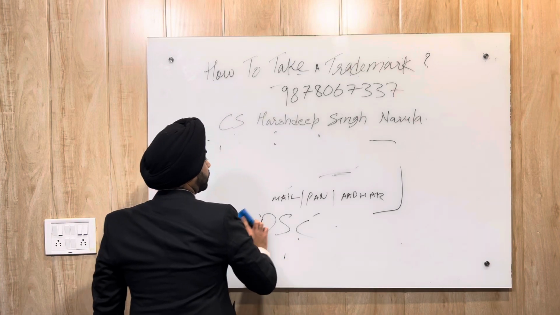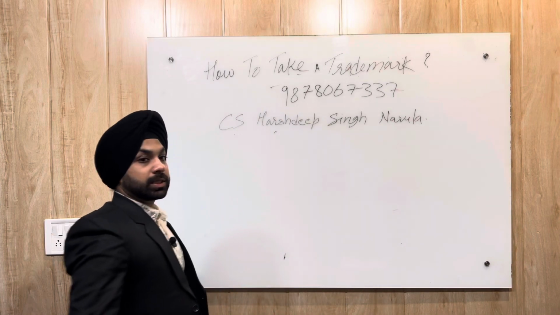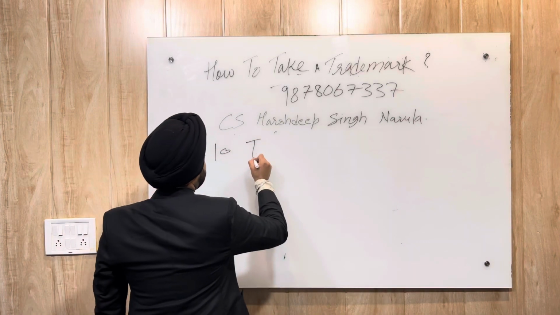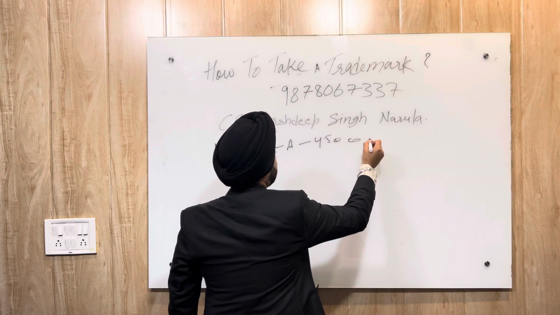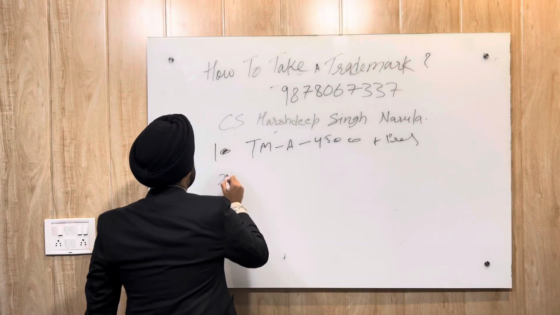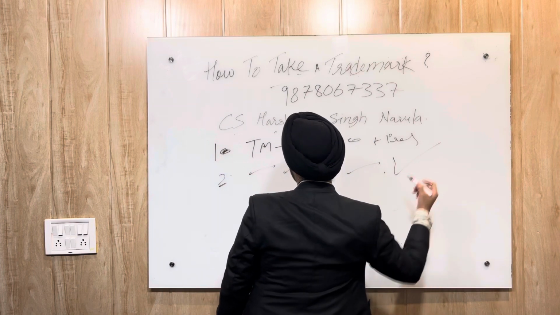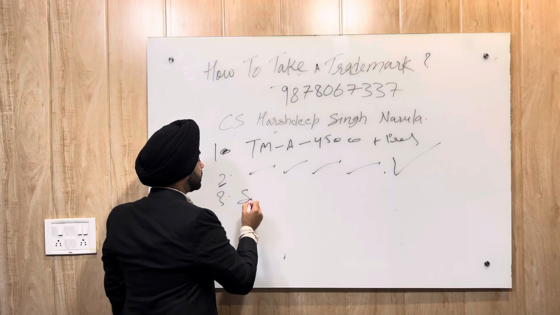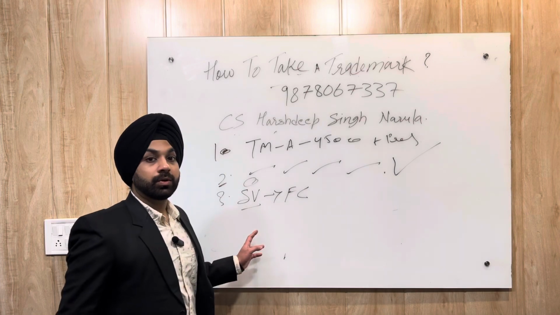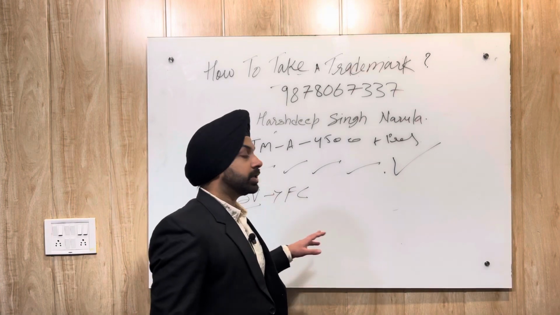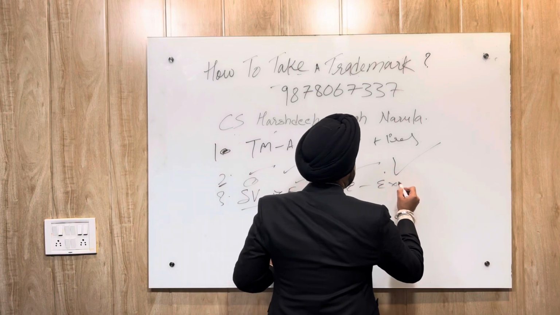Now we are talking about how to take a trademark. We discussed the fee, the mode, and the documents. Now we'll discuss which form will go. You will file Form TM-A, that is the trademark application, with the 4,500 government fee plus professional fee. Then you will file your business objects, brand name, POA and all. Then the trademark application is filed. After that it will be sent to Vienna codification, and then to formalities check. Vienna codification happens when you are filing a logo. If you are filing directly a word application, then it will not go to Vienna codification. Then formalities check, then marked for exam, then examination.